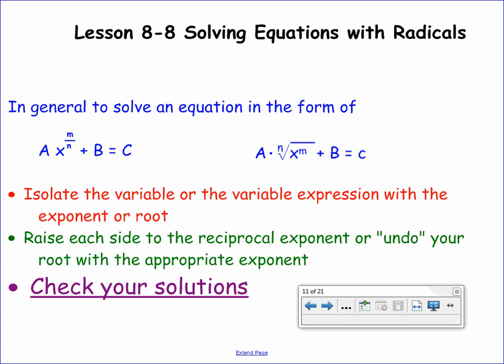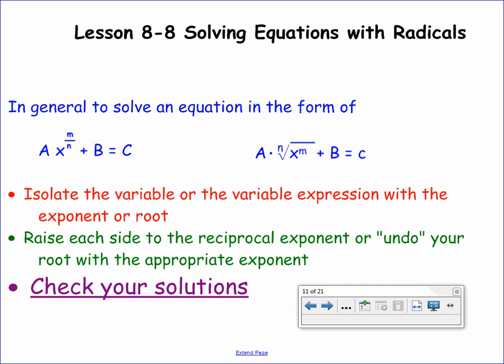So in general, to solve an equation in the form of a times x to the m over n, where I've got my power written with a rational exponent, plus b equals c, or a times the nth root of x to the m plus b equals c, it's still a question of inverse operations, reversing and undoing our forward steps. Typically we'll isolate that variable expression with the exponent or the root by adding, subtracting, multiplying and dividing to get your power alone on one side or your radical alone on one side. Then you'll purposely raise both sides to the reciprocal exponent to undo the current exponent and get x by itself.